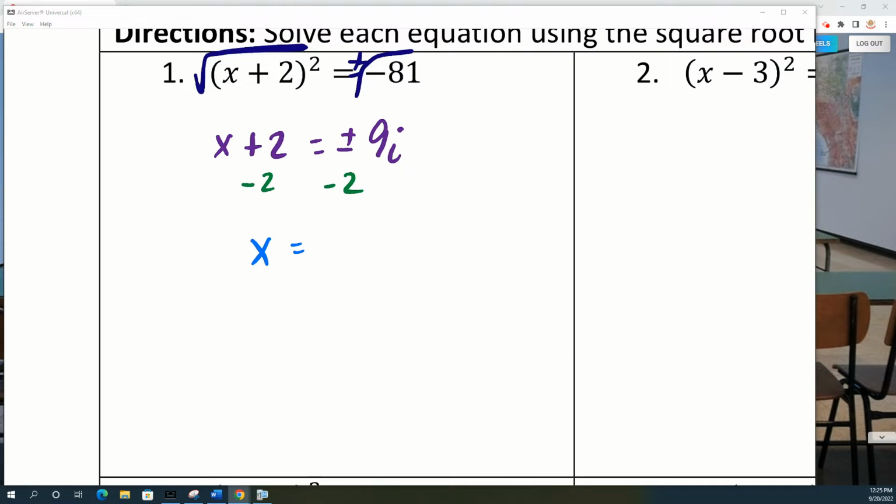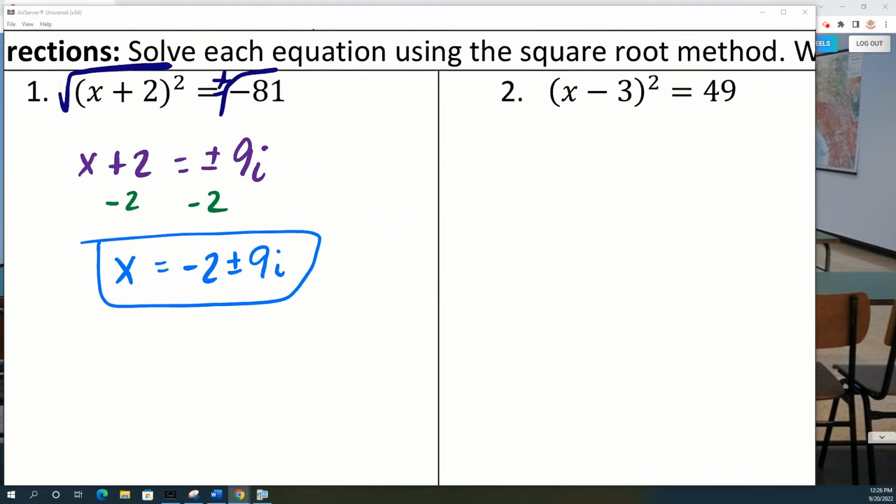Now, can you do 9i minus 2 and get like 7i? No, because they're not like terms. So when you can't combine them, what you're going to do is take that -2 and stick it right in front of the plus or minus. And that's your answer. This is actually 2 answers: -2 plus 9i and -2 minus 9i. Okay. So it's a lot like yesterday, just one extra step at the end.